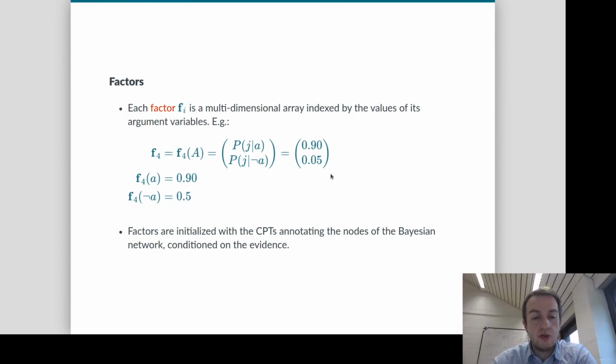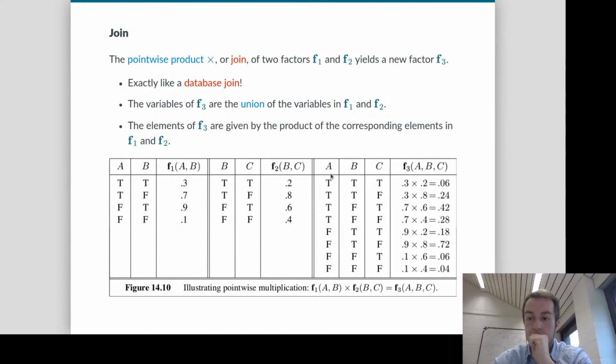Then what we'll do at the beginning of this variable elimination algorithm would be to initialize the factors with the conditional probability tables that are annotating the nodes of the network. And of course you would condition them on the evidence that you care about. So these are the factors.